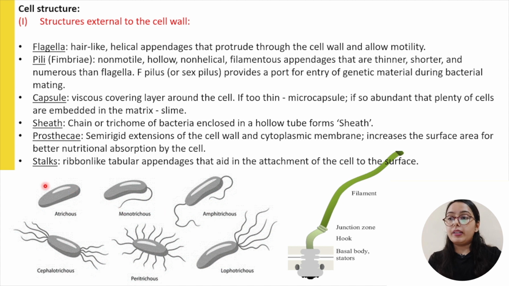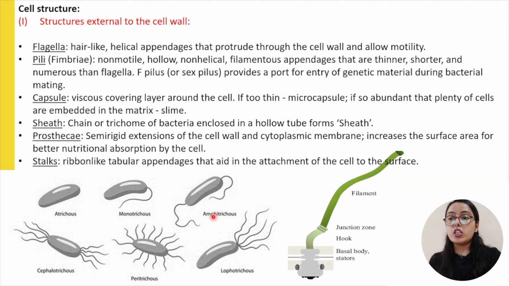For example, as you can see in this image, the first bacterium does not have any flagella, and such a bacterium is called atrichous, where trichous means hair. Since there is no hair-like flagella, it is called atrichous. Similarly, in the second image, we can see there is only a single flagellum. So it is monotrichous, where mono means one and trichous means hair. So this is a monotrichous bacterium.